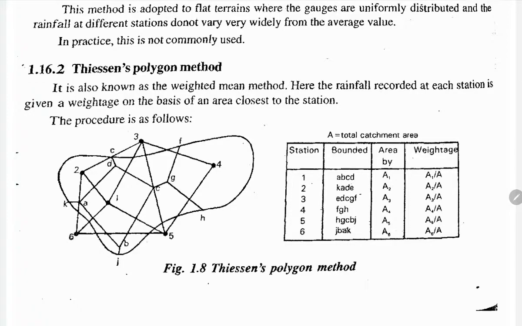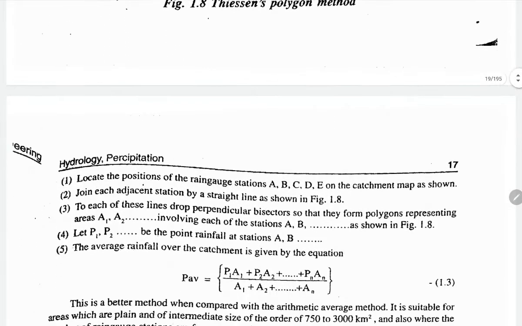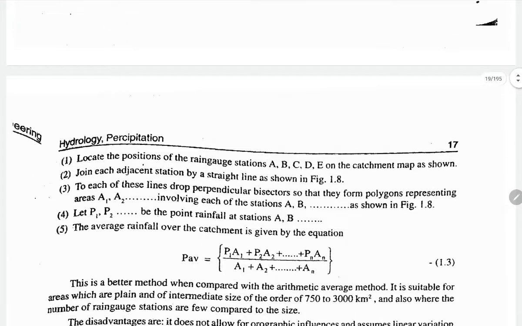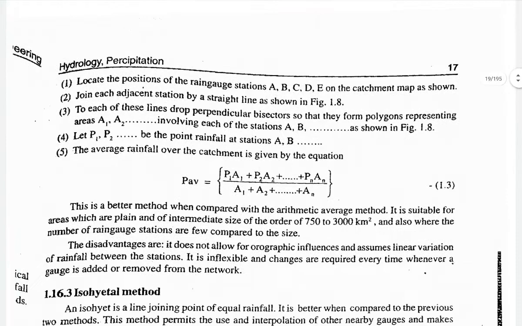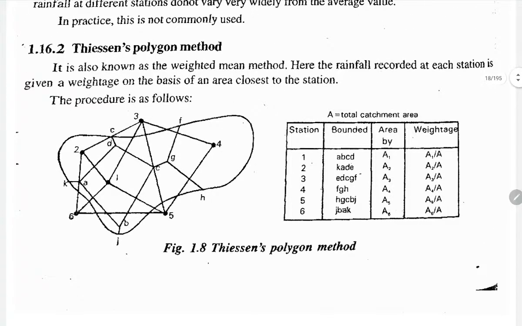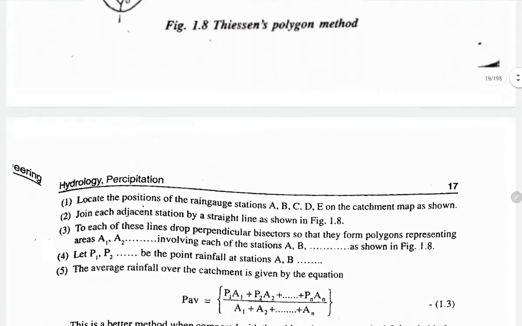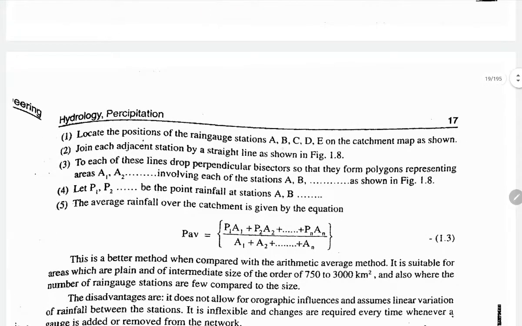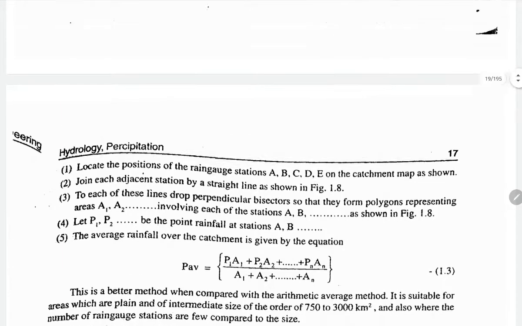When you calculate the total rainfall over this area based on the area covered by the different rain gauges, we must know what exactly the procedure is. First, locate the positions of the rain gauges as A, B, C, D, E on the catchment map as shown in the figure. You may denote them as 1, 2, 3, 4 or ABCD, whatever it may be. Join each adjacent station by a straight line as shown in figure 1.8.